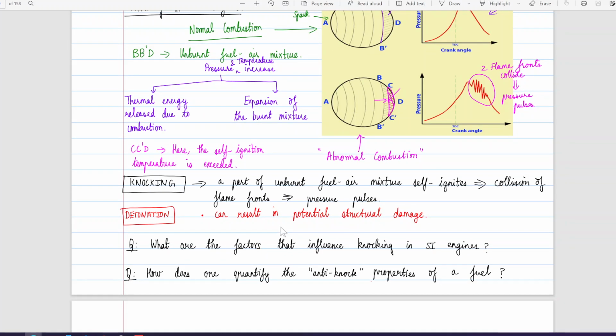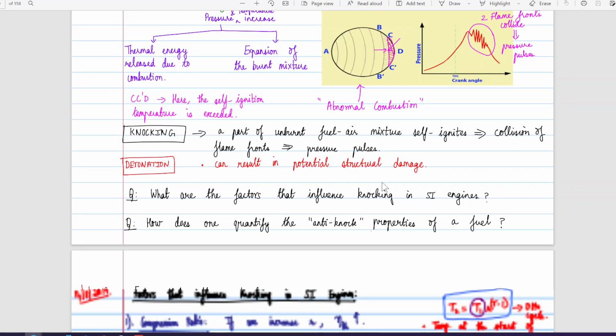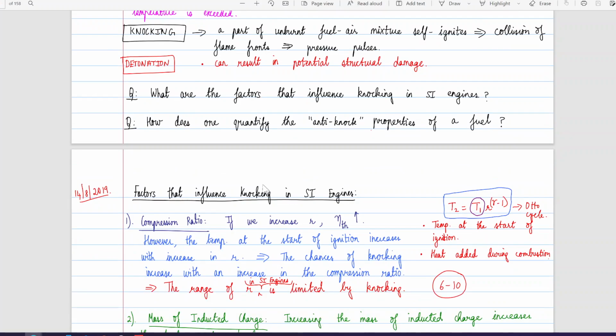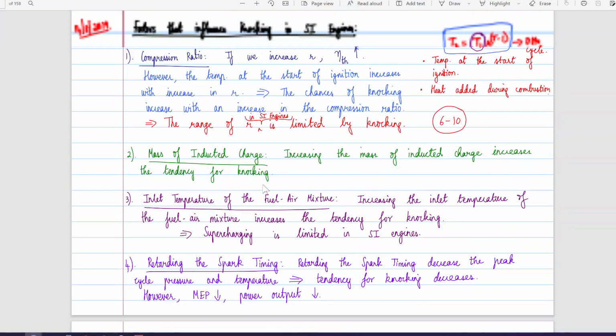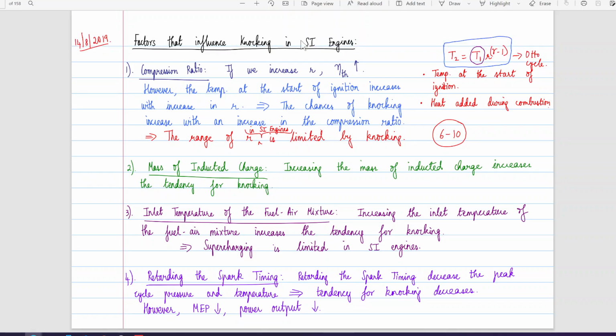So it is natural to ask, if we do not want to damage our engine, what are the questions we can ask? We are asking what are the factors that influence the knocking in SI engines, and how does one quantify anti-knock properties of the fuel? So the answer to this came in as anti-knocking fuels. So these are the factors which we discussed quickly.